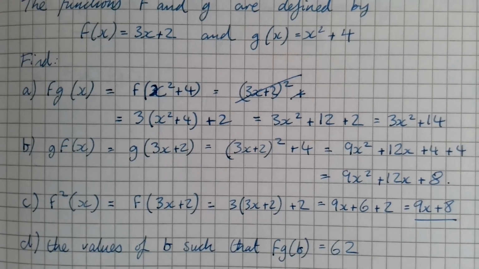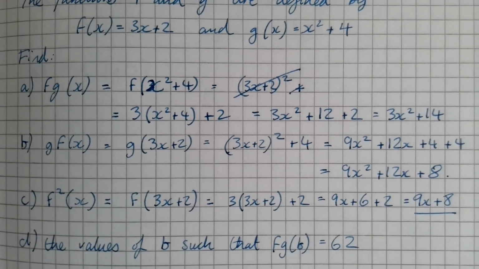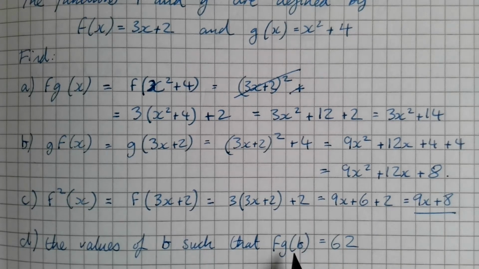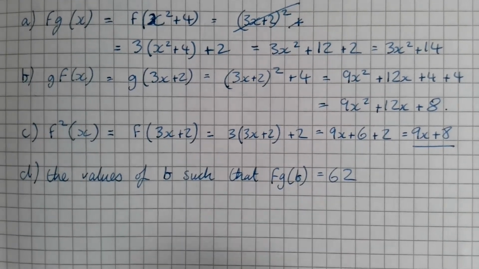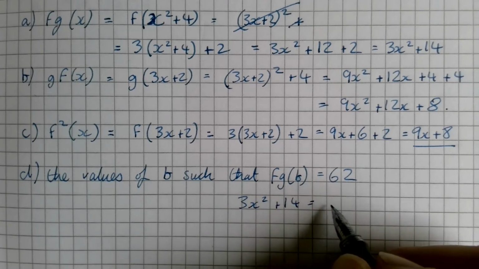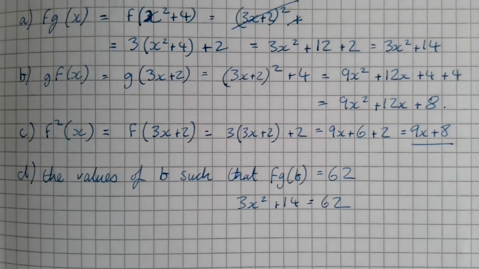And then the last thing we're going to do with these two functions is we need to know the values of b such that function fg b is equal to 62. Well, we found out what that composite function was before. It was 3x squared plus 14. So we're going to make that equal to 62.